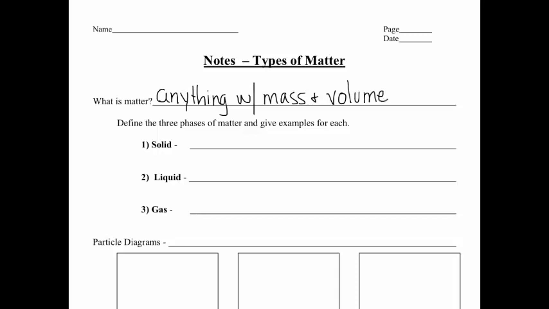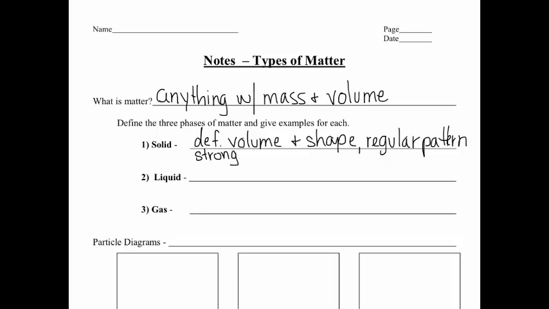We're going to talk about the three phases of matter that we discuss in this course. I know there's a fourth one you've probably heard before called plasma, but we're not going to deal with that in this course. So solids have a definite volume and a definite shape. The particles in a solid are in a regular geometric pattern, and there is a strong attraction between those particles. So the forces of attraction between them are relatively strong.